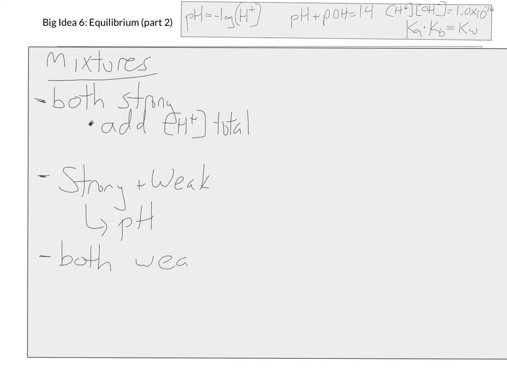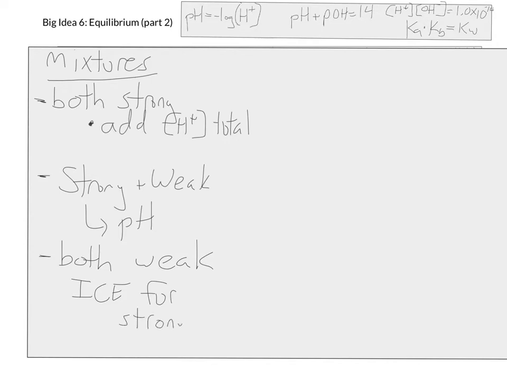So these are all our options. Two strong, add them together. Strong and weak, we only want the strong one. If we have two that are weak, we have to do an ICE chart. There's no way around it. But one of them is still stronger.